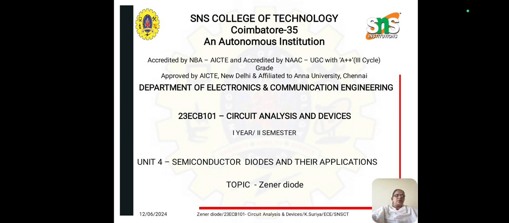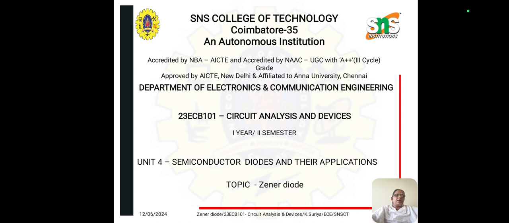Today, in this video lecture, let us see about Zener Diode and its characteristics. Zener Diode is one of the most important semiconductor diodes used in our daily life. It is a specific diode that works in the reverse bias condition. It allows current to flow from anode to cathode, and it also works in the reverse direction.